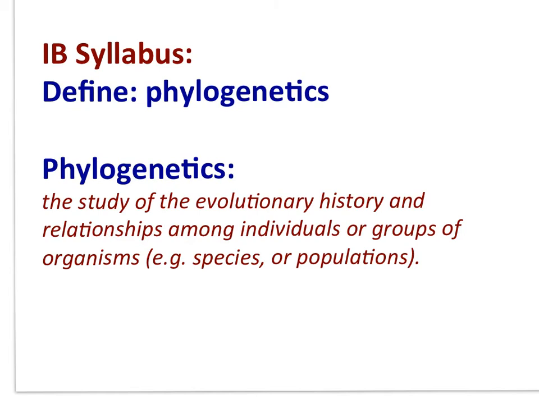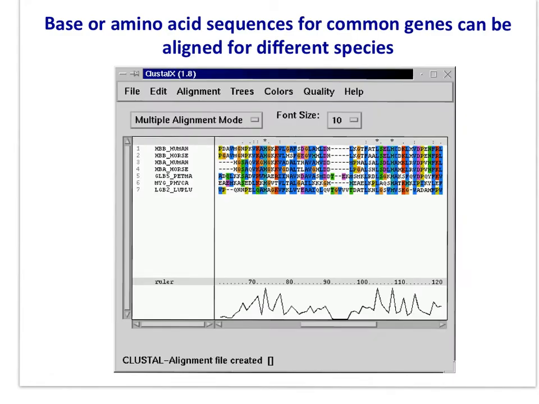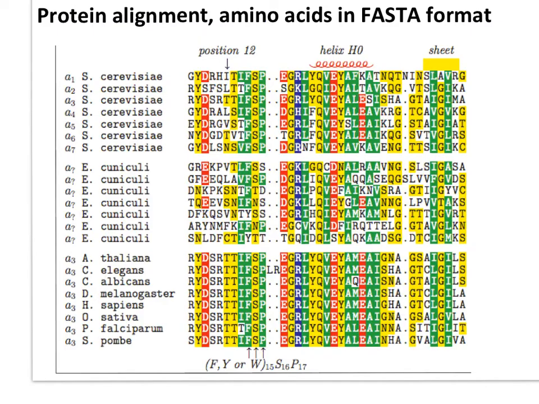Phylogenetics is the study of the evolutionary history, evolutionary relationships among individuals or groups of organisms, species, populations. Take some notes. Base or amino acid sequences for common genes can be aligned for different species. Alignment allows for comparison. Computer software allows the comparison to be analyzed for phylogenetic relationships, evolutionary relationships among the groups of organisms seen here. In this slide, we see amino acid alignment for a specific protein in different species.